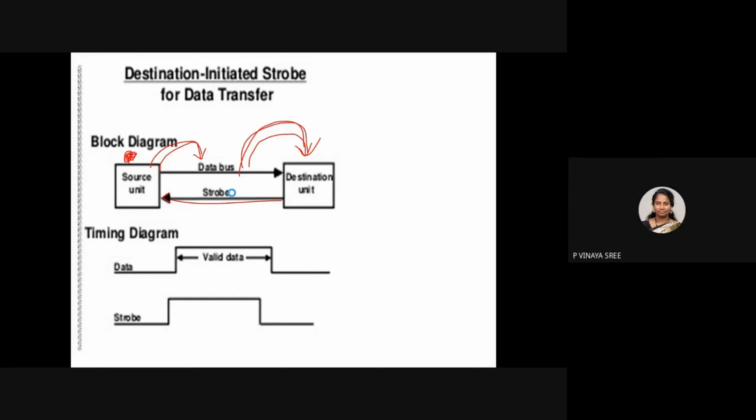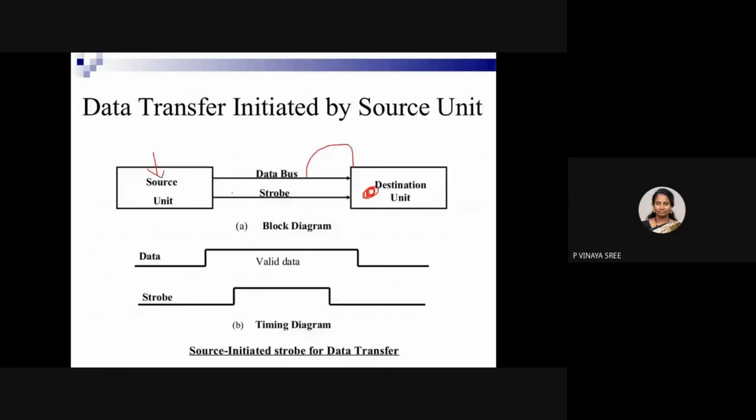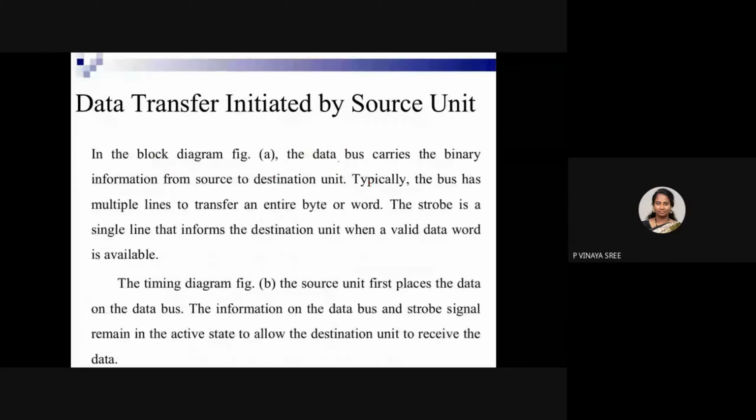Remember, understood? The drawback in source initiated is that the source will not get any acknowledgement from the destination unit whether the data has been received. Whereas in destination initiated, what's the problem? What is the disadvantage in destination initiated strobe data transfer?